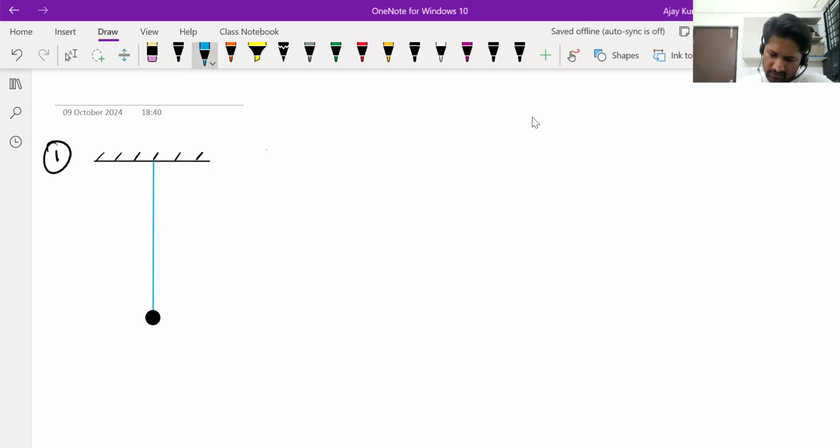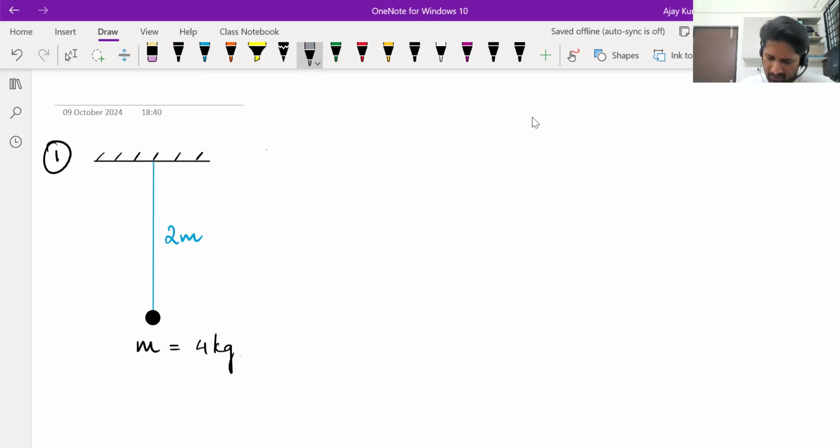Assume the length of the string is some 2 meters and the mass of this particle or ball is 4 kg. Now, if you leave the ball there itself, it is going to stay like that because weight and tension will balance. Nothing will happen. It will be in equilibrium if the string is strong enough.